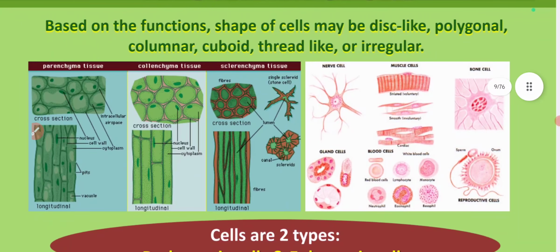Next, based on functions, the shape of a cell may be disc-like, polygonal, columnar, cuboid, thread-like or irregular. Here you can see the structure of the cell. Here are parenchymatous tissue, collenchyma tissue, sclerenchyma tissue, and on this side animal cells like nerve cell, muscle cell, bone cell, gland cells, blood cells, and reproductive cells.